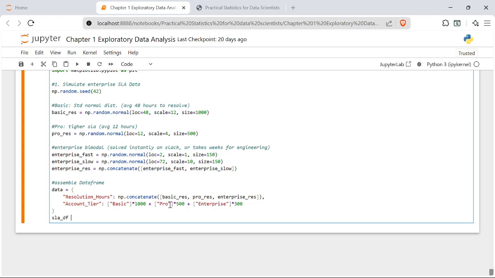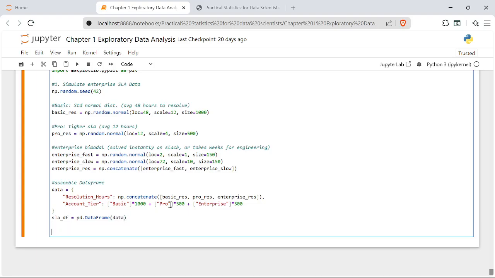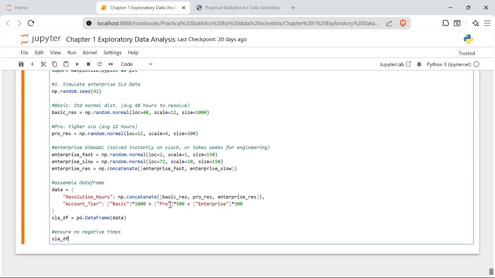SLA_df equals pd.DataFrame(data). Ensure no negative times: SLA_df resolution hours equals SLA_df resolution hours dot clip, lower equals 0.